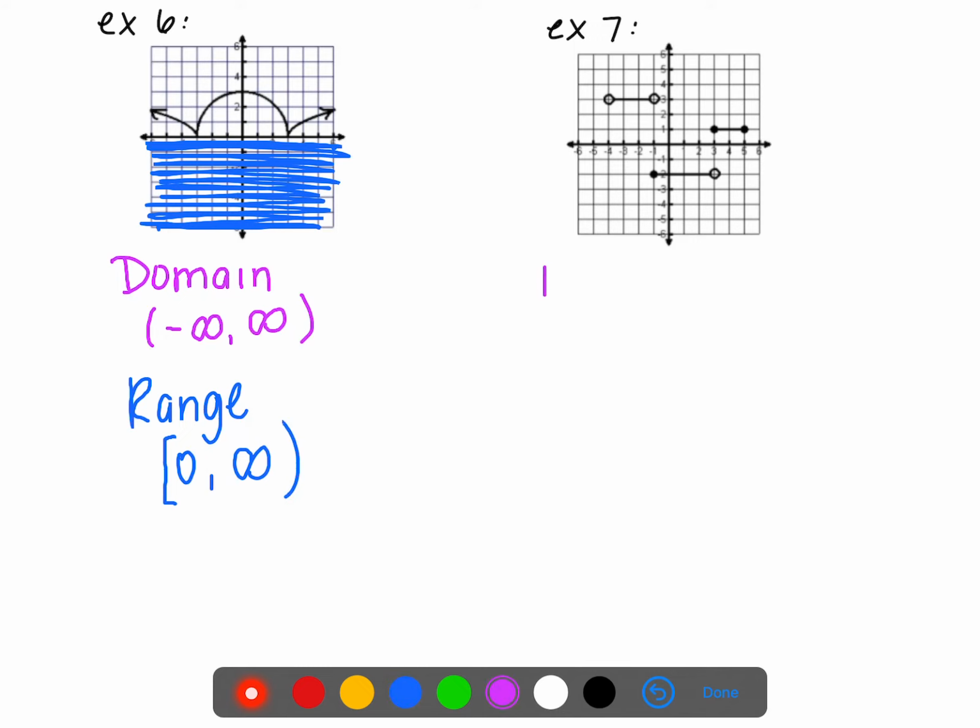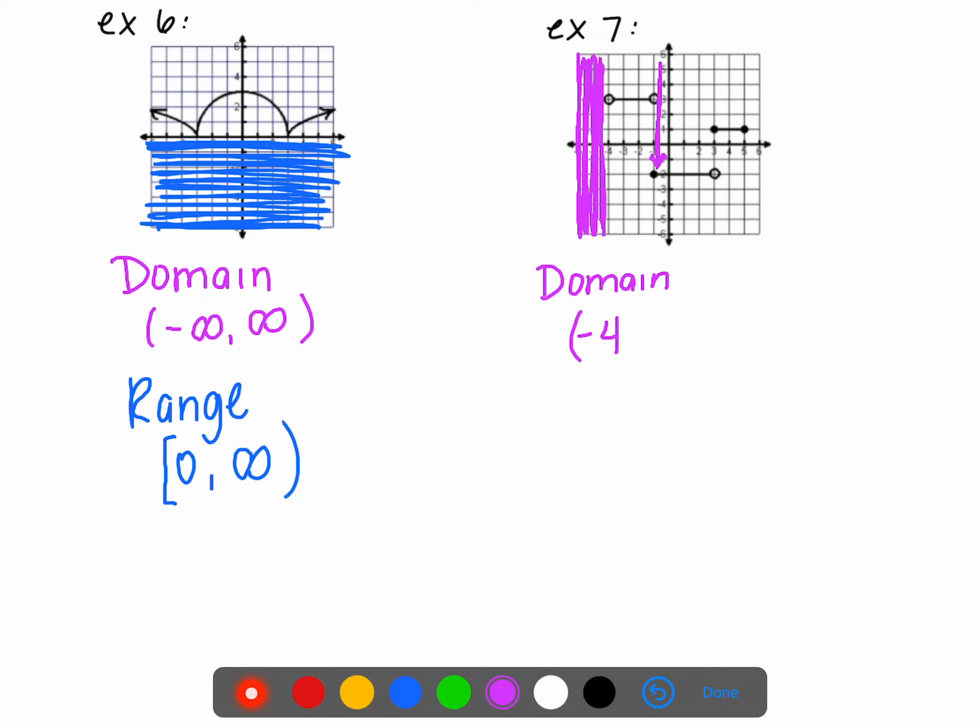So if I'm starting with my domain, I do notice that there is no graph and there are no arrows telling me the graph's going to continue. So I notice there is no graph until I get to negative 4. So I'm going negative 4. That's an open circle at negative 4, so I'm using a parenthesis. And then I notice that this line stops right here, right? It stops at negative 1. But notice that when it stops at negative 1, it starts again at negative 1 on that second line.